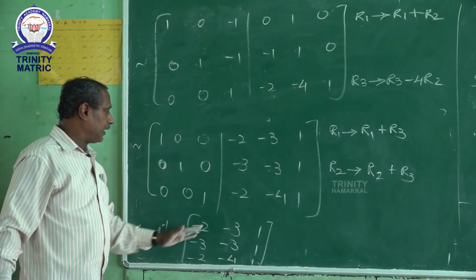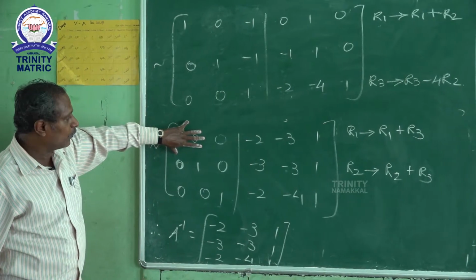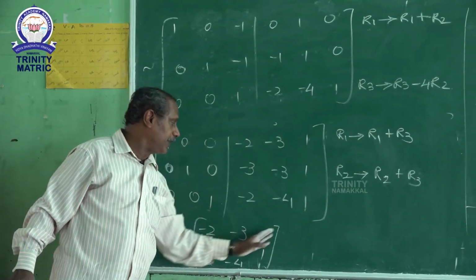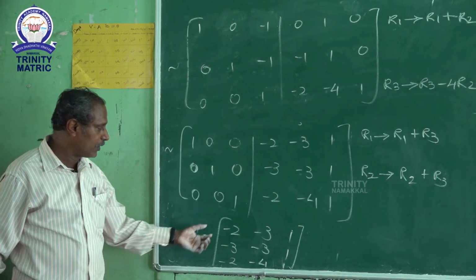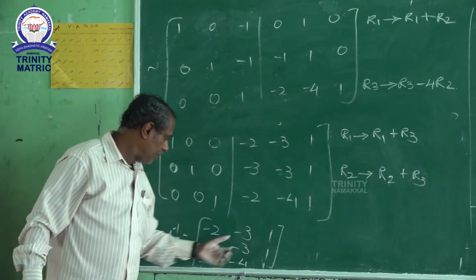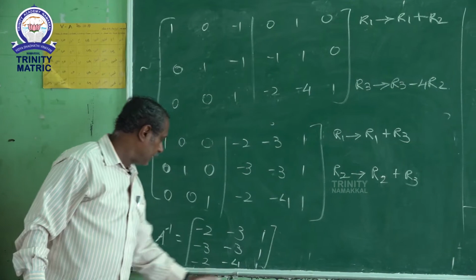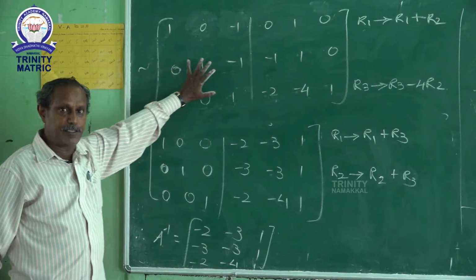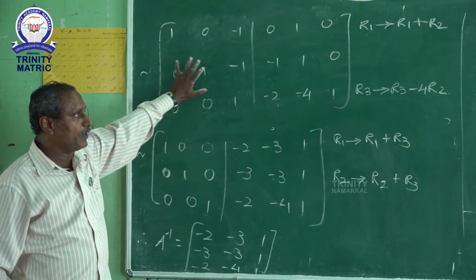Then after completing this, the first part, the A matrix, becomes the identity matrix that we took, that is I3. Then that means the next part, the identity matrix, is converted into the inverse of A, that is A inverse equals minus 2 minus 3 1, minus 3 minus 3 1, minus 2 minus 4 1. So these are the sums for the Gauss-Jordan method. You practice it once or twice, you will get better at solving different sums.